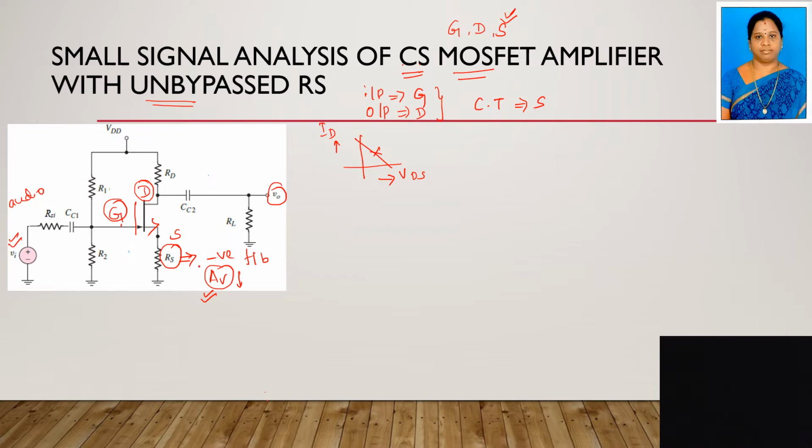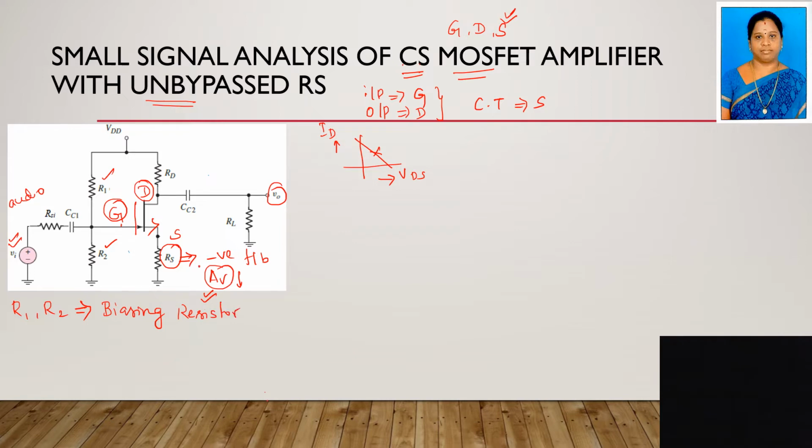Okay, and you know what R1 and R2 are? R1 and R2 are nothing but the biasing resistors. These will provide the proper DC supply to the transistor, that is the MOSFET, so that the MOSFET will operate in the saturation region. As you all know, if the MOSFET has to work as an amplifier, it should operate in the saturation region. So that's why we are using the R1 and R2 resistors. These two are called biasing resistors.